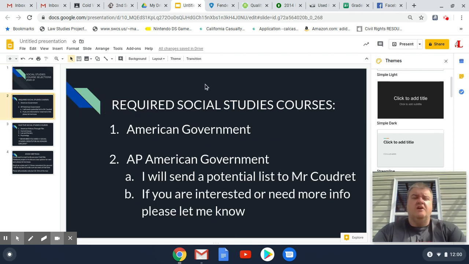Next year's juniors, obviously the required social studies class is American government. With American government, you basically have two options. You can take just basic American government, or you can take AP American government. With AP American government, obviously, an AP course is a little more rigorous, but there are many of you who are very, very capable of tackling the AP course and having success with it.